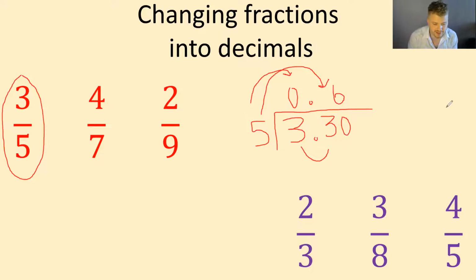We have to stop. There's nothing else to do. So my answer is 0.6. So 3/5, 3 over 5, is the same as 0.6. Okay, let's do the next one as well.